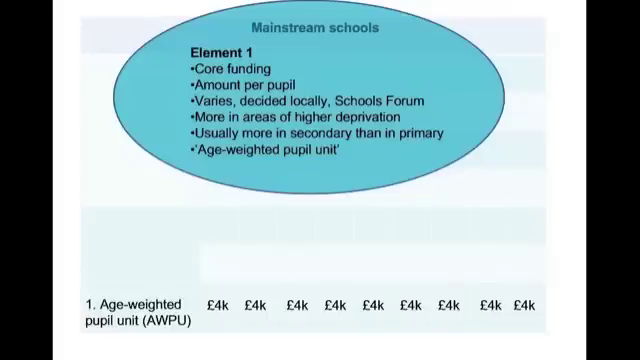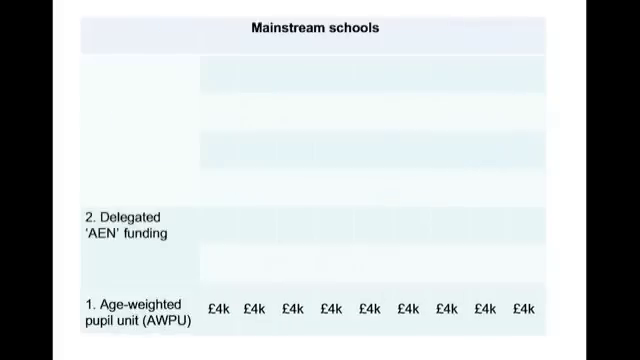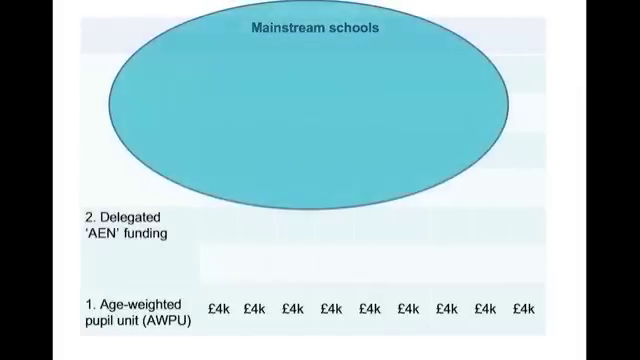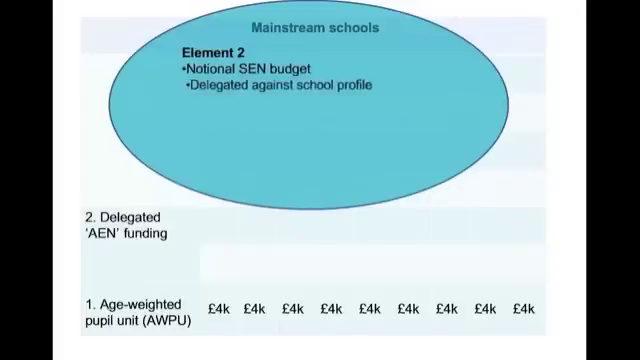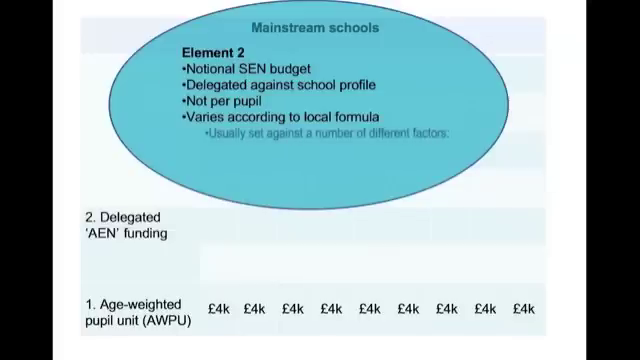The second element is the delegated additional educational needs funding. That's what it's known as at the moment, but by and large, in the new funding arrangements, this element is referred to as the notional SEN budget. It's delegated against the profile of children in the school, so it's not a per pupil amount, but it varies according to the local formula, but it's set against a number of different factors about the nature of the pupil intake to the individual school.